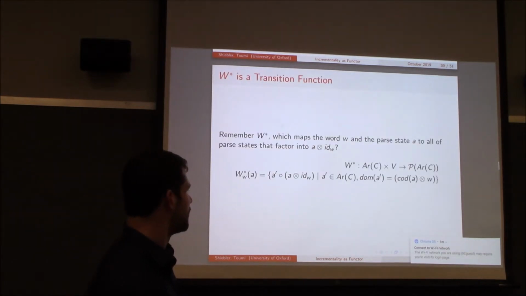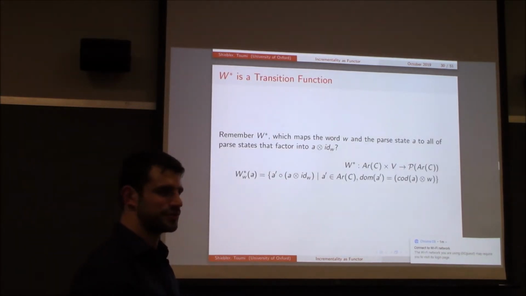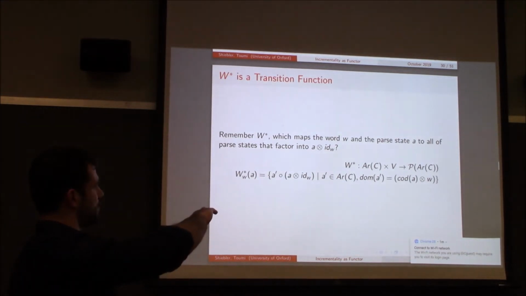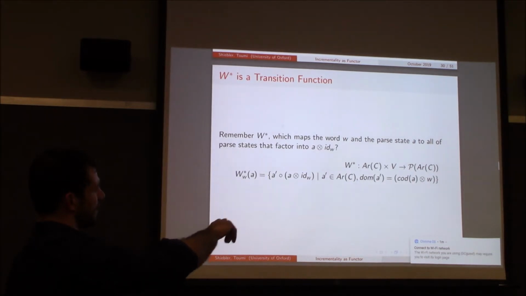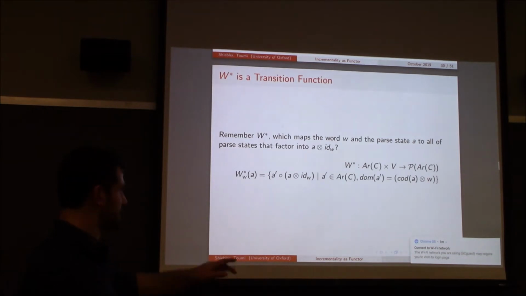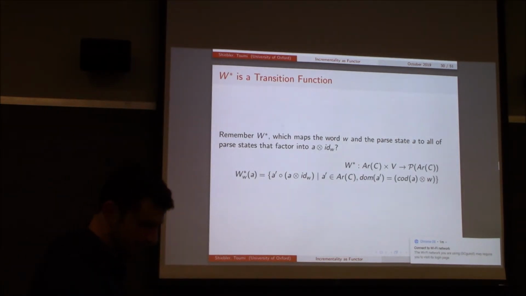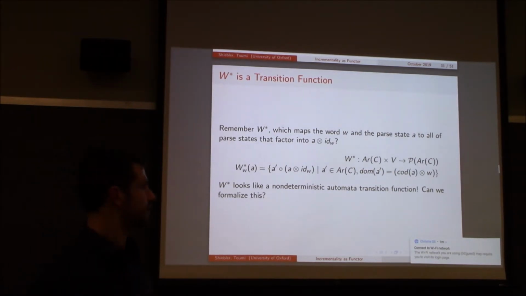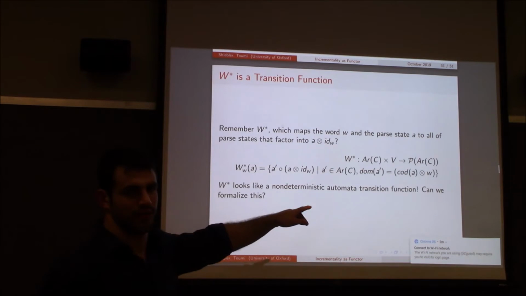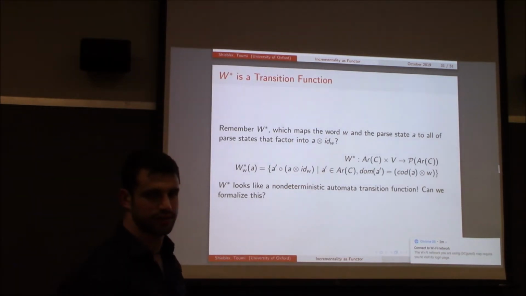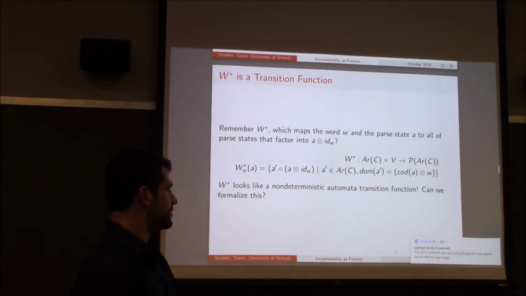Okay, so back to Wstar, which maps our word and parse states to all the parse states that factor into our original parse states. Basically, the punchline here is that Wstar looks a lot like a non-deterministic automata transition function. We're mapping our pair of an arrow and our new word into the power set of arrows, into a set of arrows.